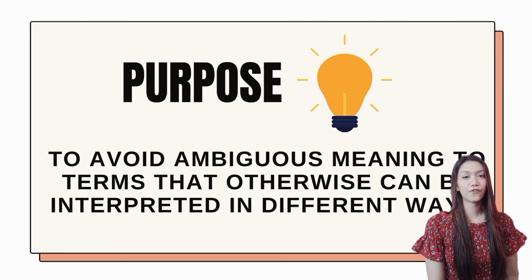To sum it up, the purpose of definition of terms in research papers is to avoid ambiguous meaning to terms that otherwise can be interpreted in different ways. These give your readers an understanding of the concepts or factors that will be discussed throughout your study, as well as contextual information as to how you will be using those concepts in your study.